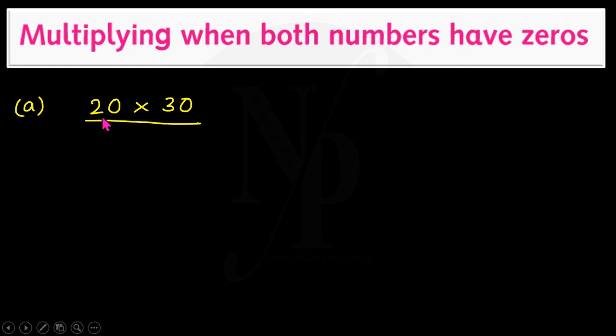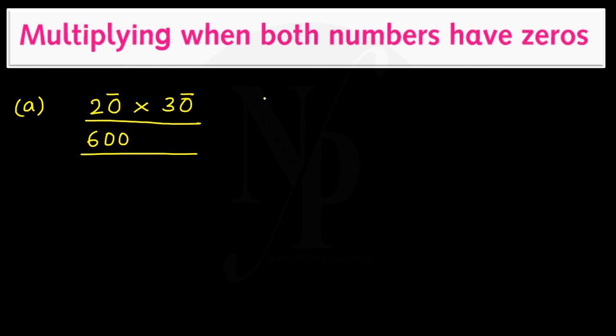Now we multiply the non-zero digits, that is 2 and 3. So 3 2s are 6. We get 6 on multiplying 2 and 3. And we have 1 zero here and 1 zero here. So we write 2 zeros in front of 6. Therefore, 600 is the product of 20 and 30.